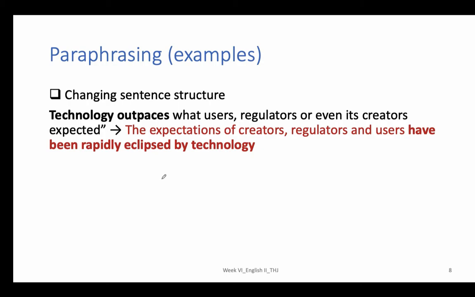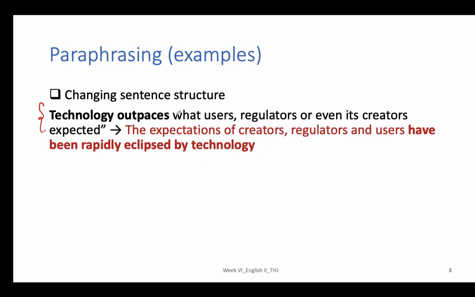Okay, let's look at another example of paraphrasing. The way that we paraphrase here is by changing the sentence structure. Let's look at this example. Technology outpaces what users, regulators, or even its creator expected. If we try to paraphrase this sentence, it sounds like: the expectations of creators, regulators, and users have been rapidly eclipsed by technology.